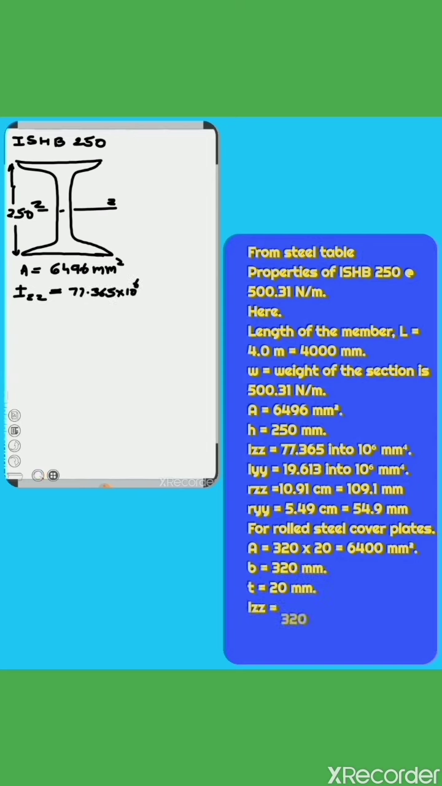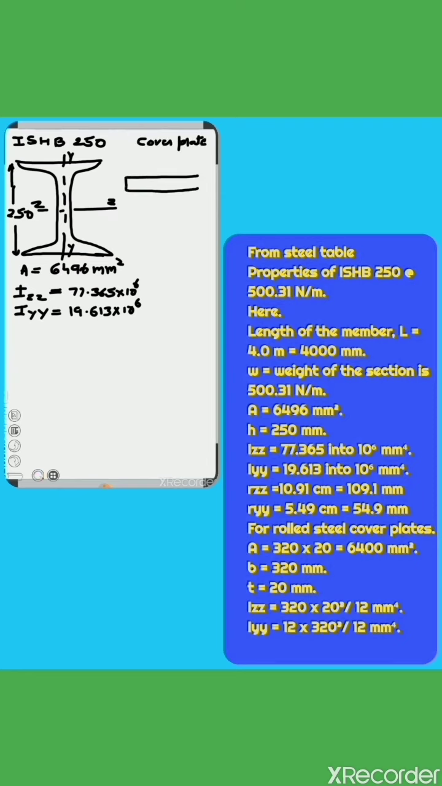Properties of ISHB 250 at the rate of 500.31 Newton per meter. Length of the member L equals 4 meters equals 4000 millimeters. W equals weight of the section is 500.31 Newton per meter. A equals sectional area equals 6496 square millimeters. H equals overall height of the section equals 250 millimeters.